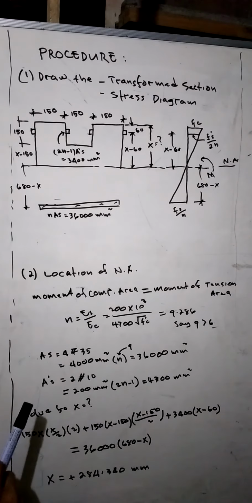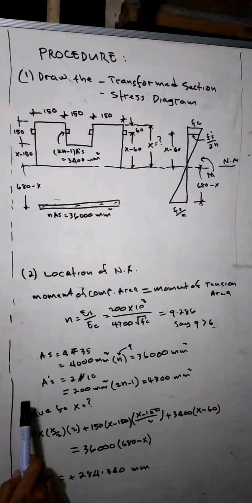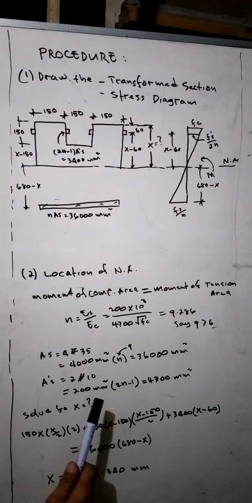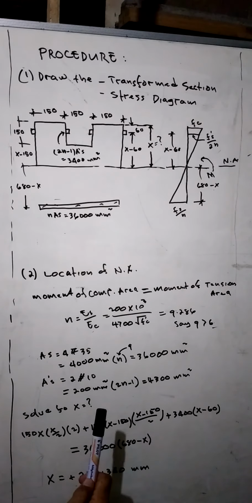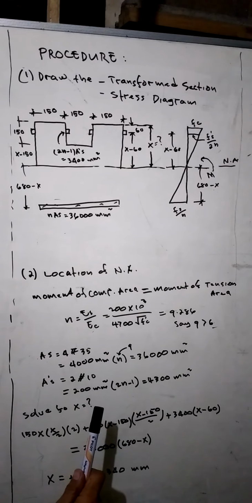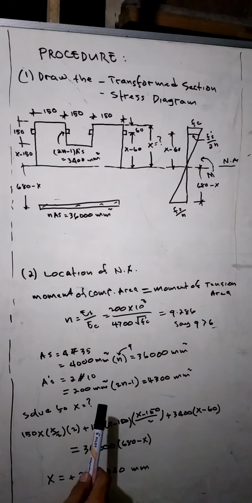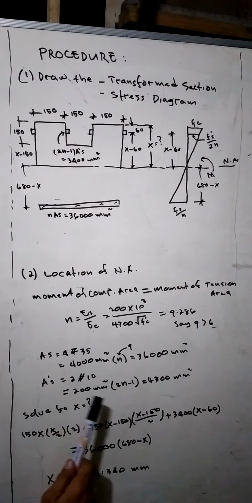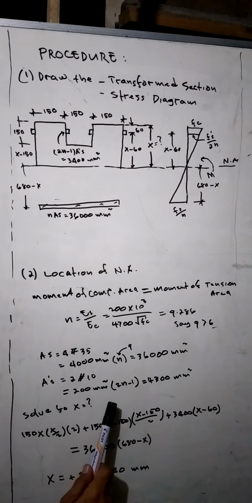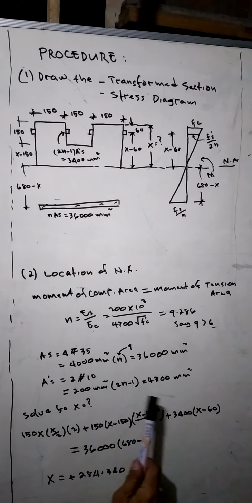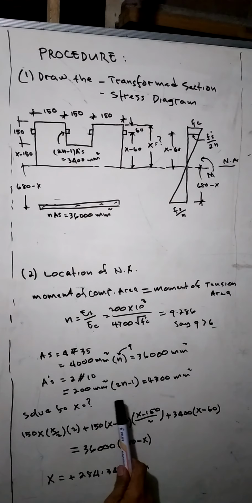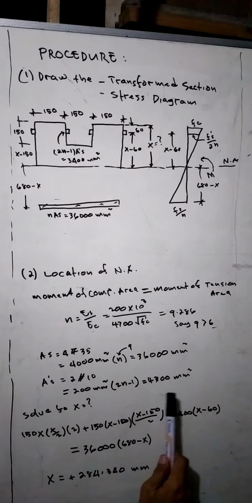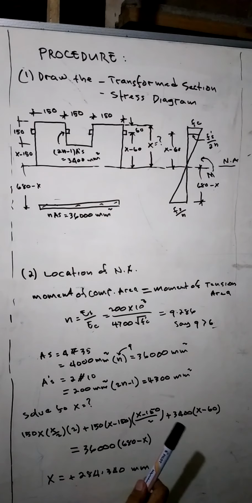For the compression bar, specification again, number 10 bar has an equivalent area of 100 square millimeter. Since this is 2, multiplied by 2 is 200. To transform the area, multiplied by 2n minus 1, resulting to 3,400 square millimeter. Then we have to solve the value of x.